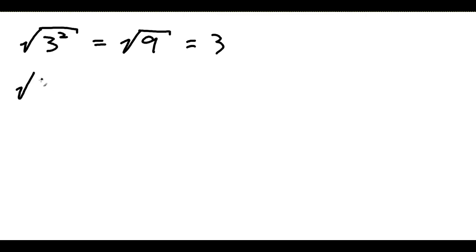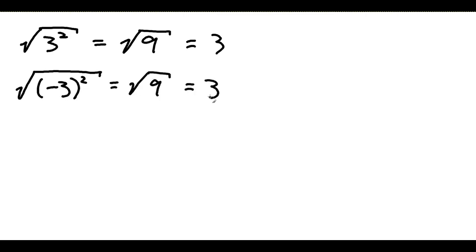But suppose instead of 3, we had negative 3 that we were squaring. Square negative 3, and you get 9. Take the square root of that, and you have 3. That is not the same thing we started with, right? If you take 3, square it, take the square root, you get 3. If you take negative 3, square it, take the square root, you get positive 3.